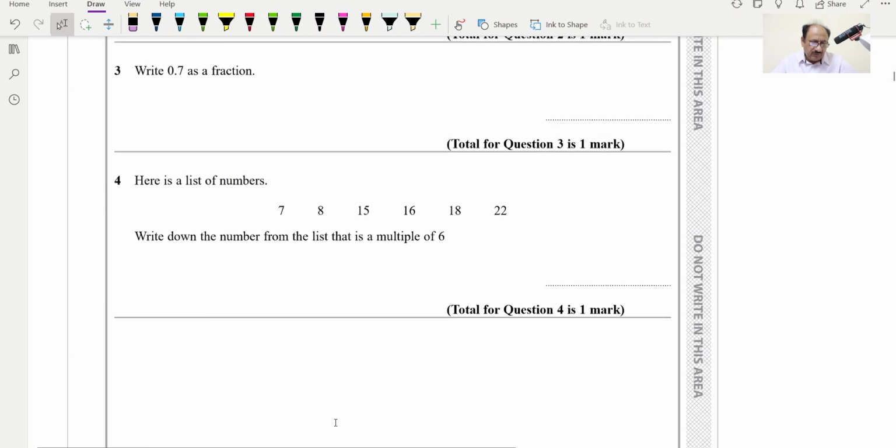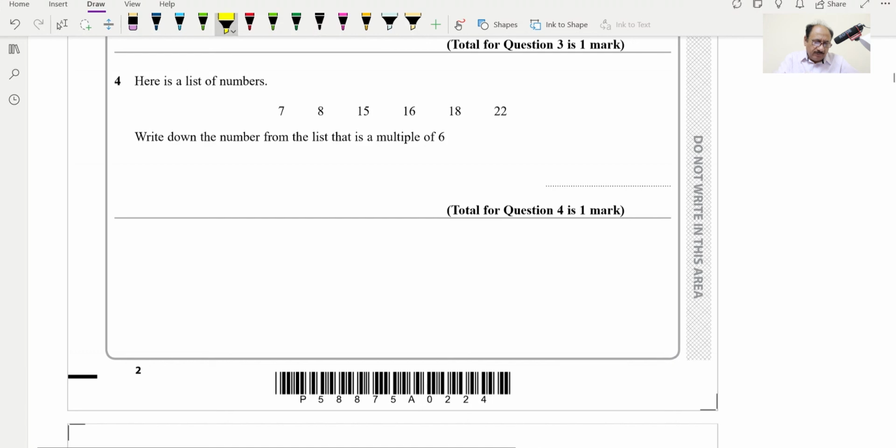Question number 3, write 0.7 as a fraction. So to write 0.7 as a fraction, we write 1 under the decimal, and for each digit on the right of the decimal we write 0, and this decimal will be gone, so it will be 7 over 10, and this will be the fraction which we can provide as the answer.